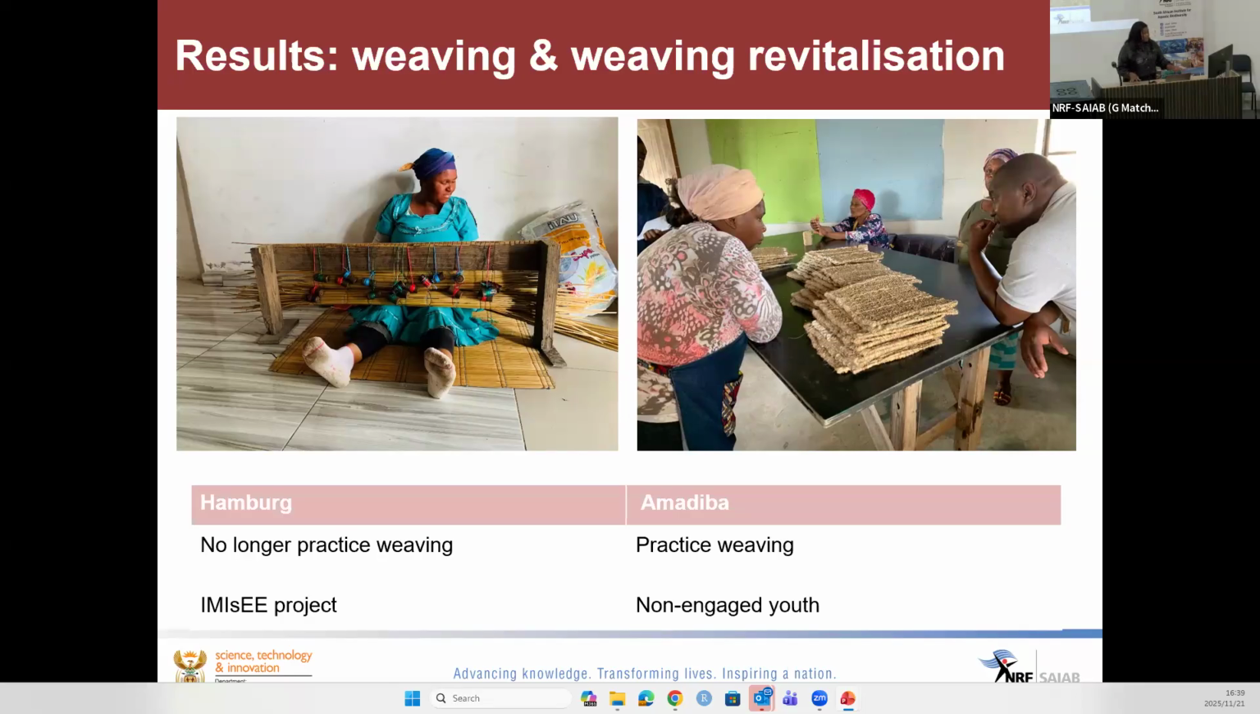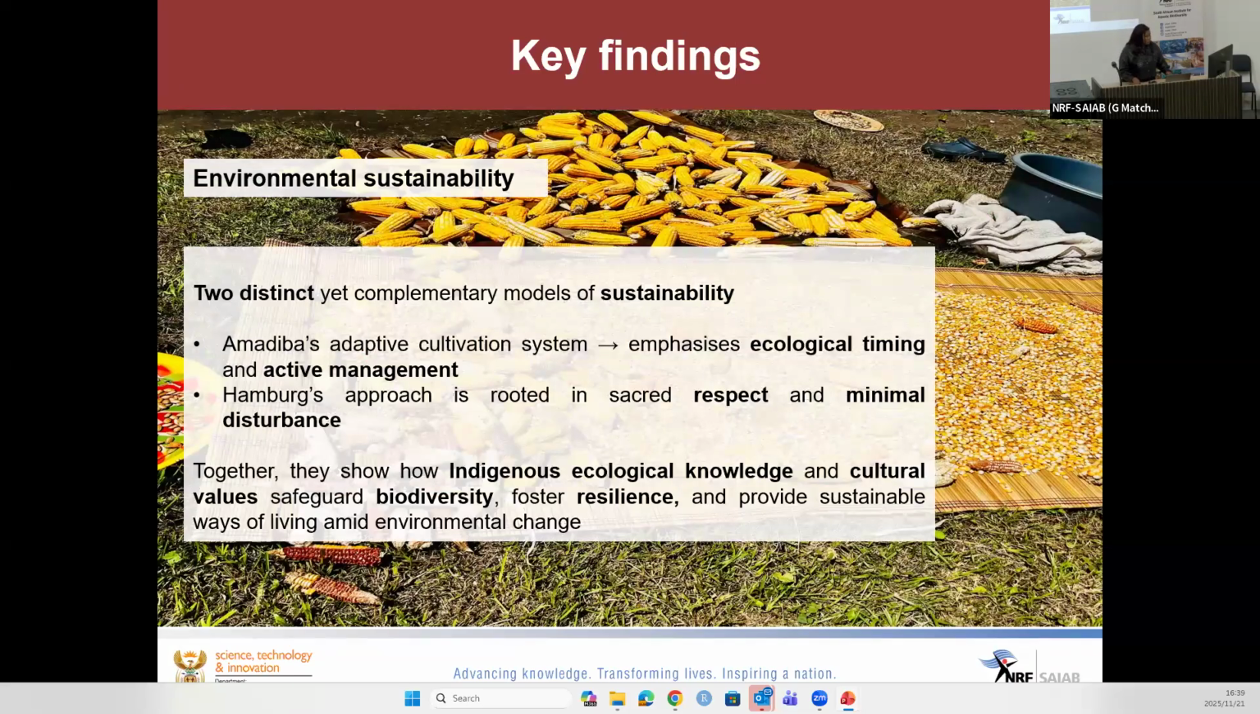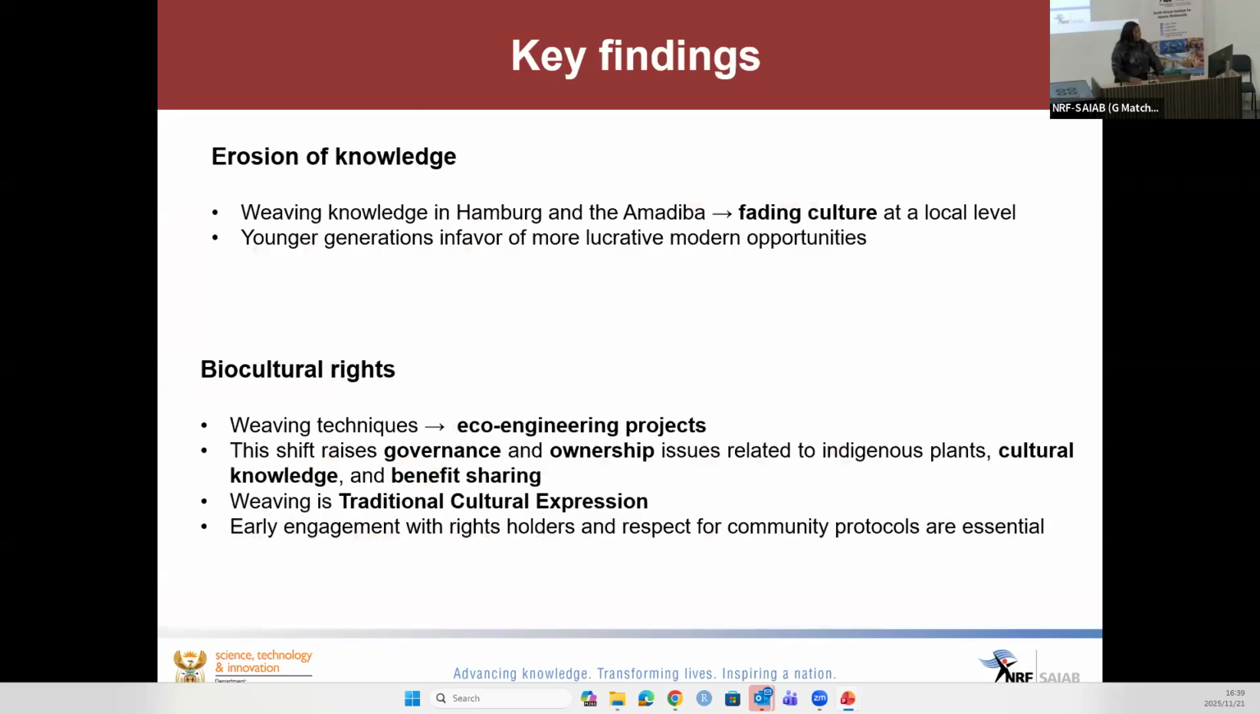In Amadiba, they still practice weaving, but their issue is that their youth is no longer engaged. From this, we learned two complementary models of sustainability: Amadiba has an adaptive cultivation system, which emphasizes ecological timing and active management, and the Hamburg approach is rooted in sacred respect and minimal disturbance. Together they show indigenous ecological knowledge and cultural values. They safeguard biodiversity, foster resilience, and provide sustainable ways of living amid environmental change.